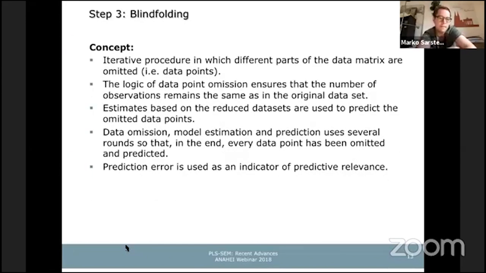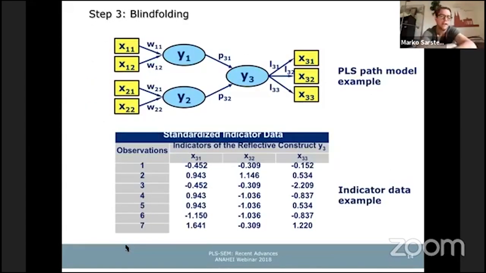A bit more interesting is the blindfolding, or blindfolding-based Q-square. Blindfolding is actually a procedure in which we systematically omit certain data points. Then we replace these data points with a naive prediction, which is the mean. And then we use the estimates to predict these data points. So this kind of sounds like out-of-sample prediction, right? But actually it isn't, because we don't eliminate entire observations, but only specific data points. Let me show you an example for this. I think it gets a bit clearer when you actually see a model and see how that works.